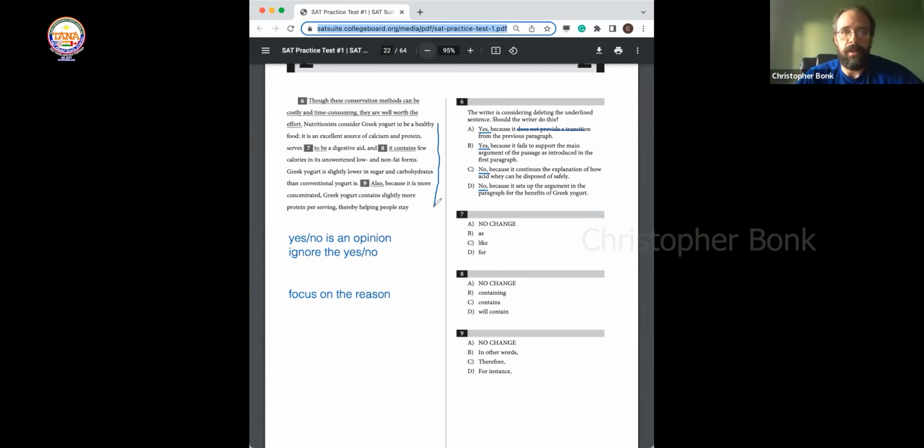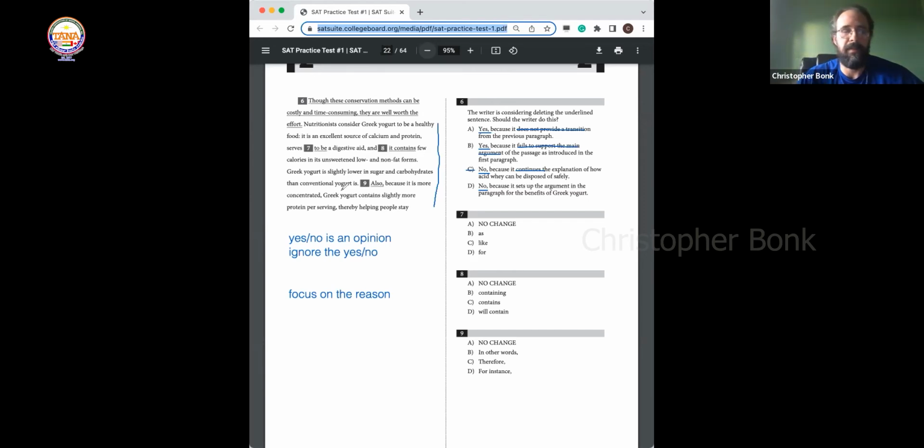B, it fails to support the main argument of the passage introduced in the first paragraph. Well, we've just been talking about Greek yogurt. This entire thing is about Greek yogurt, so we are on topic. Technically, what this is asking about is the very first paragraph that we scrolled over. All that said was that Greek yogurt is a popular food. So if it's well worth the effort, that's in line with that idea, but really didn't need that exact sentence to prove it. We already knew it was all about Greek yogurt. C, it continues the explanation of how acid whey can be disposed of safely. Not the case. We've moved on to a new topic.